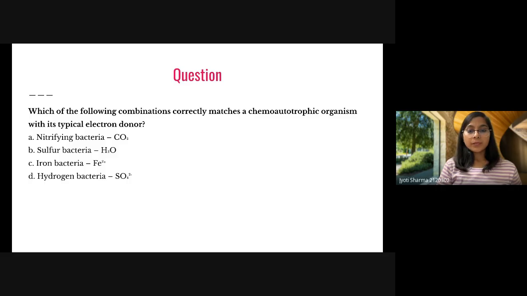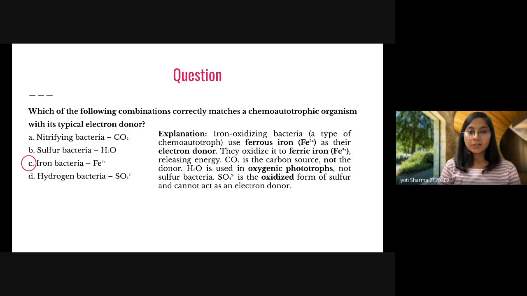Okay, so next coming to the chemoautotroph organism. Here is the question: which of the following combinations correctly matches a chemoautotrophic organism with its typical electron donor? So here the answer will be iron bacteria. For iron bacteria, the electron donor is Fe2+. So just see here, iron oxidizing bacteria use Fe2+ as their electron donor.